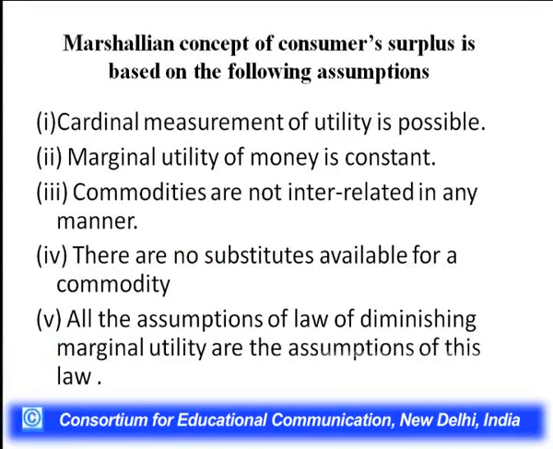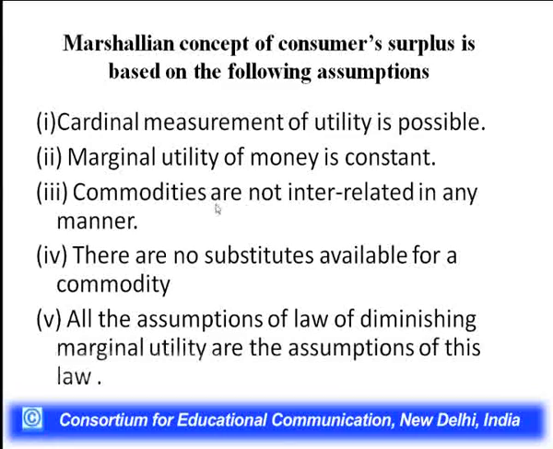Second, the marginal utility of money is constant, because money has been taken as the measuring rod of utility. We are measuring utility in terms of money. So, it was essential to assume that the marginal utility of money remains constant, because anything which is a unit of measurement should have a constant value. That is why it was compulsorily assumed that the marginal utility of money remains constant.